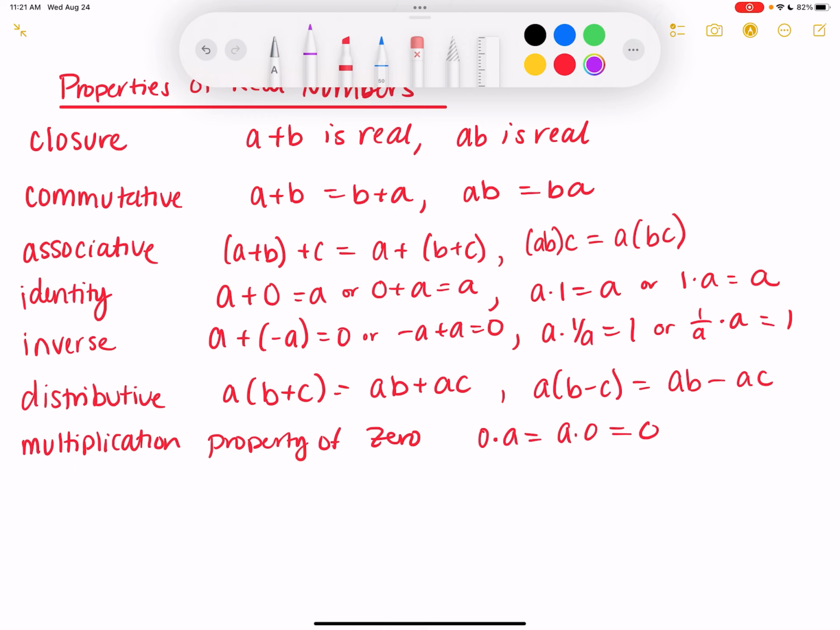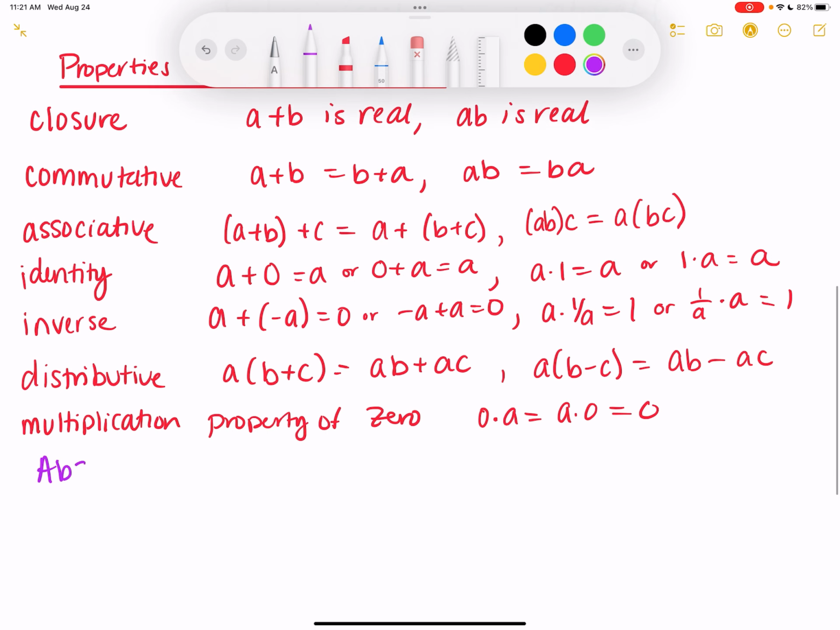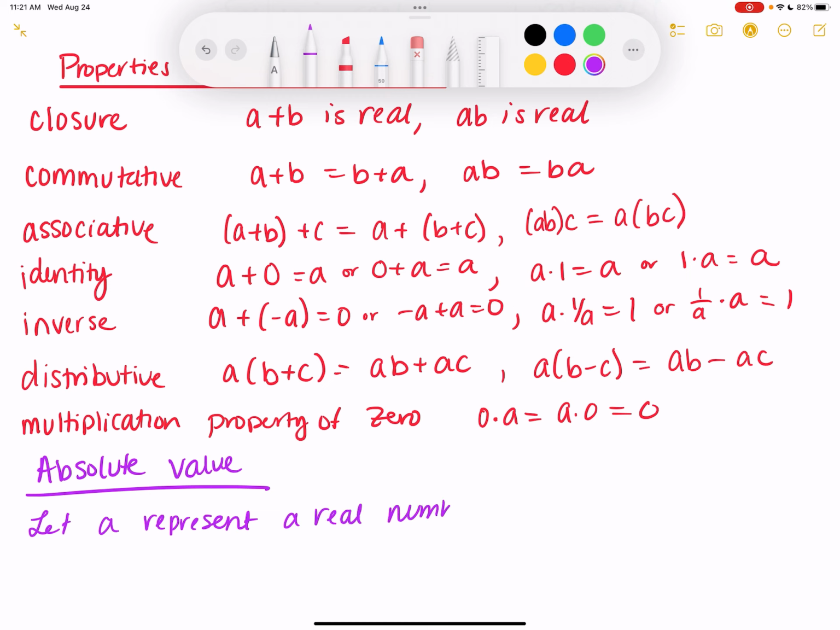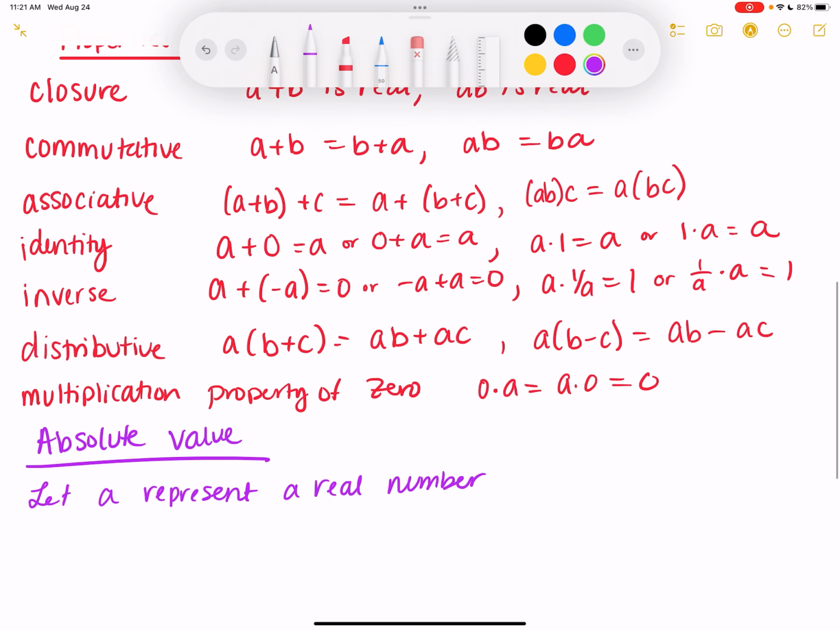Alright, so we'll have a little review of absolute value. Let a represent a real number. So then the absolute value of a is equal to, and then in set brackets we're going to have two things that go here. A if a is greater than or equal to 0, and negative a if a is less than 0.